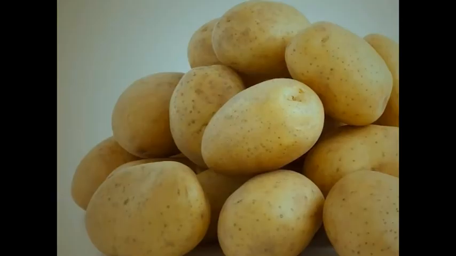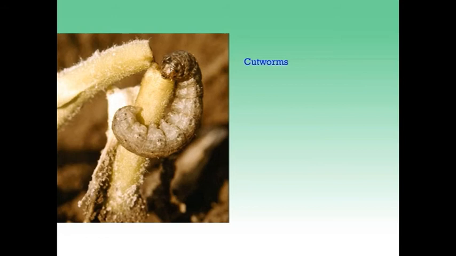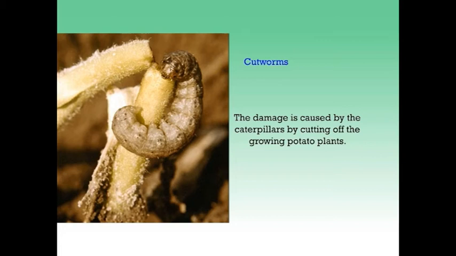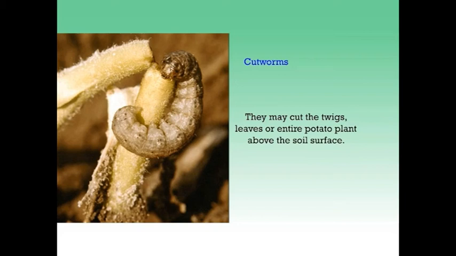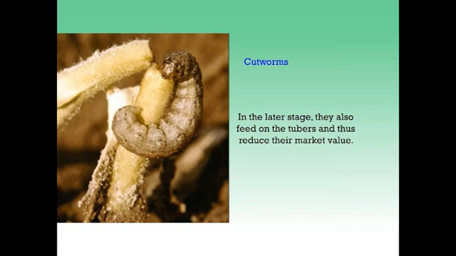Now let's see about the insect pest management of this crop. The most common insects found in this crop are cutworms. The damage is caused by the caterpillars by cutting off the growing potato plants. They may cut the twigs, leaves or enter potato plant above the soil surface. During daytime, they remain hiding in the soil and in the night, damage the crop. In the later stage, they also feed on the tubers and thus reduce their market value.